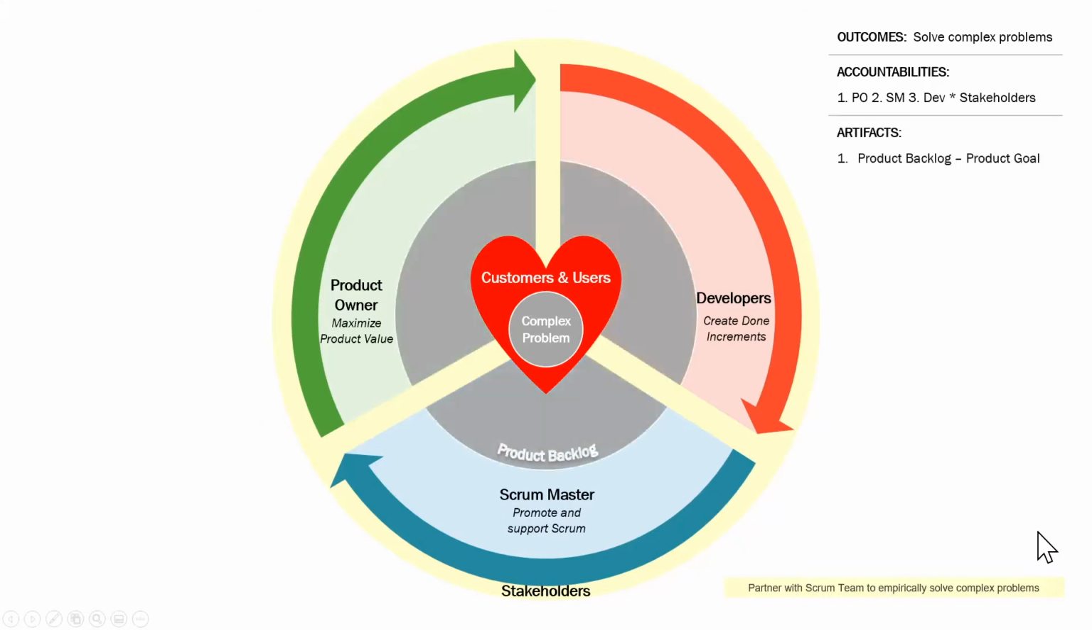The game of Scrum has 3 artifacts: the product backlog, which is a rank ordered list of slices of the problem that can be solved in pursuit of an overarching true north, the product goal.